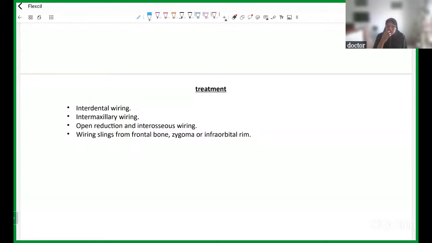Okay, and then you have to make sure that you don't deform the patient's face. Already it is deformed. So as a surgeon, you have to give them a good cosmetic appearance. Okay. And every facial fracture should be treated early when the patient permits. Of course, without the patient's consent, you do not have to even touch the patient.